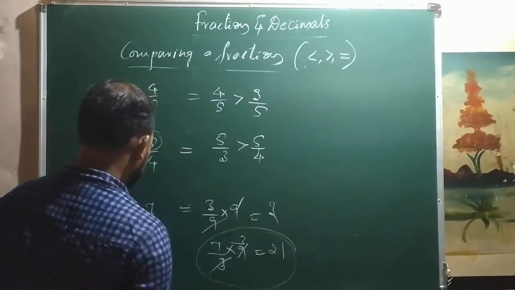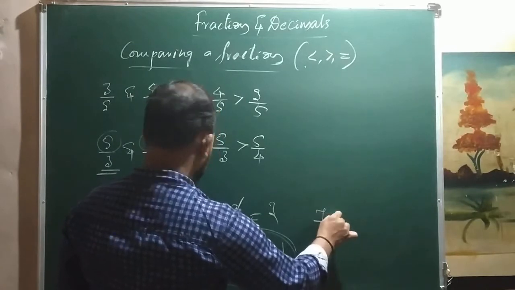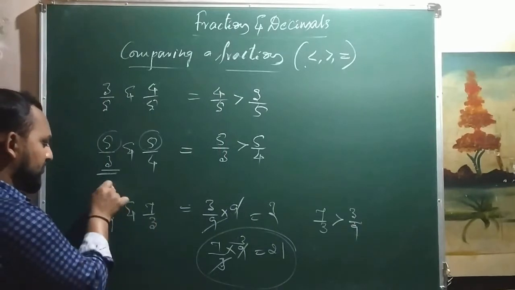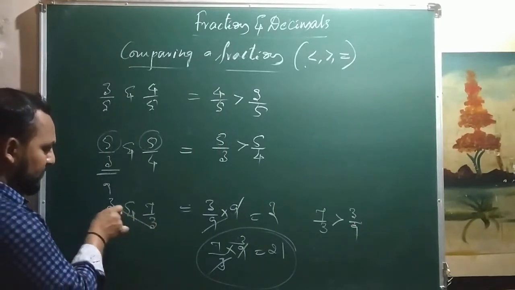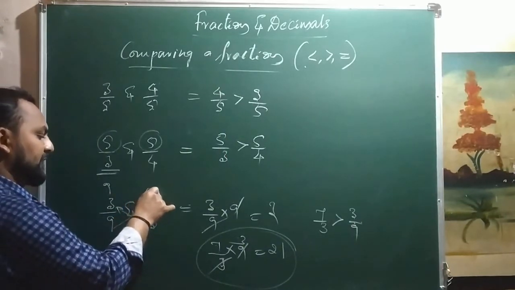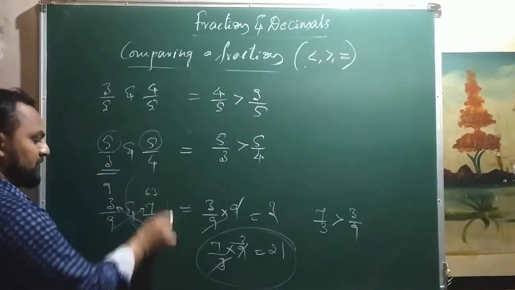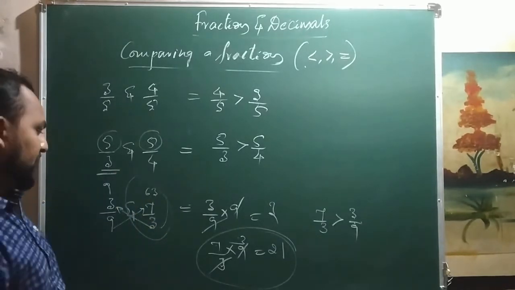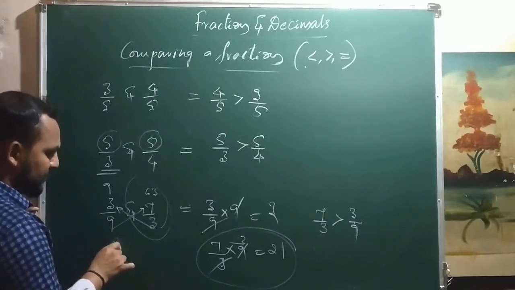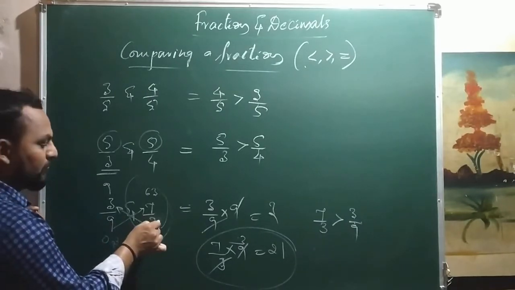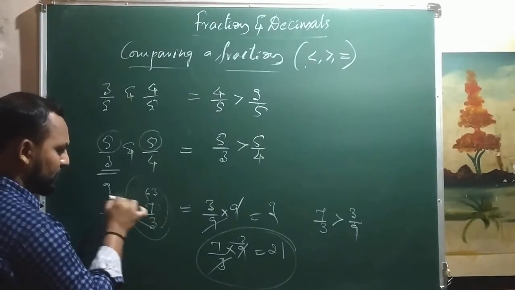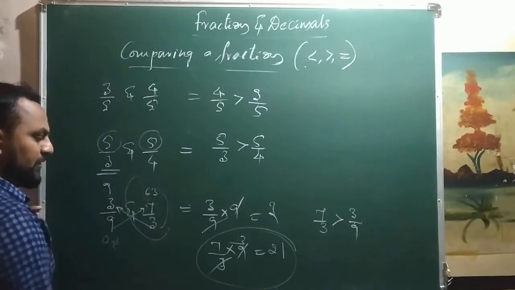Which is greater? 7 by 3. The 7 by 3 is greater than 3 by 9. 3 3s are 9, and 9 7s are 63. Which is greater? 7 by 3 is greater. In decimals, 3 is 0.3. Okay, 7 by 3 is greater.